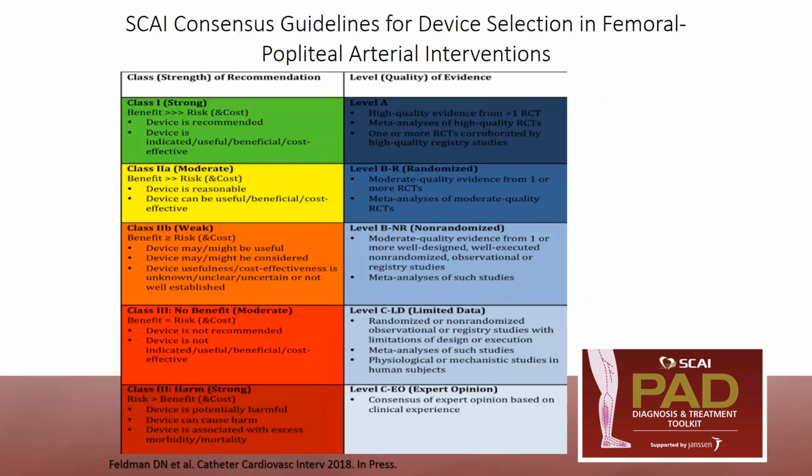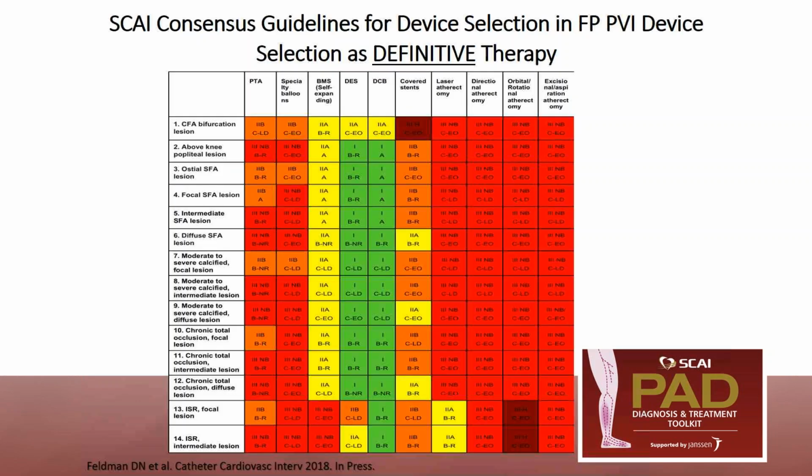And so if you look at the SCAI consensus guidelines for device selection, a paper published by Dr. Dmitriy Feldman just recently in CCI in 2018, we were looking at class 1 or strong evidence versus 2A versus 2B versus 3, divided into both no benefit or harm, and then the level of evidence is on your right, A being high quality evidence from RCTs, all the way down to C, which is really just expert opinion.